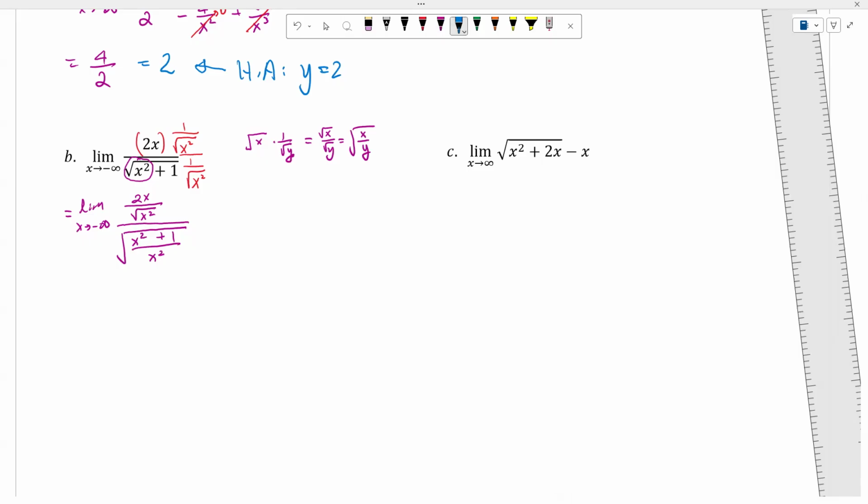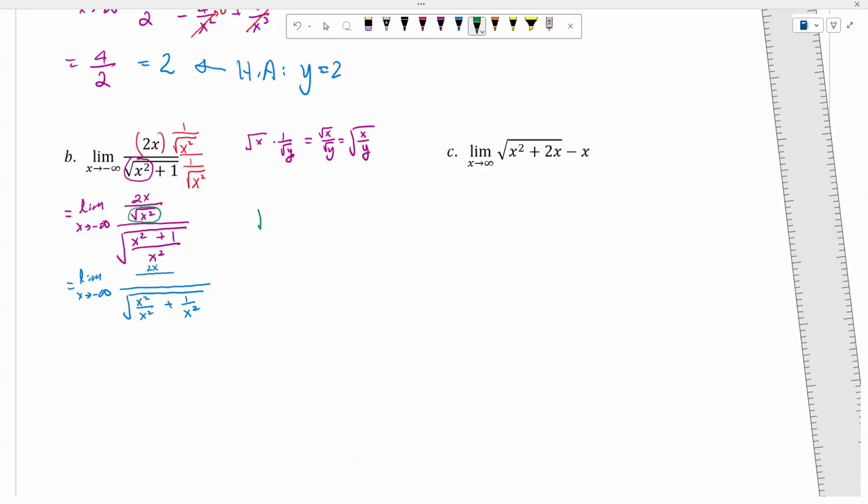Now let's see how we simplify. Maybe let us look at the denominator. In this case, I will have x squared over x squared plus 1 over x squared. And the top that we have is 2x here. But now I need to find a way to take care of this square root of x squared.